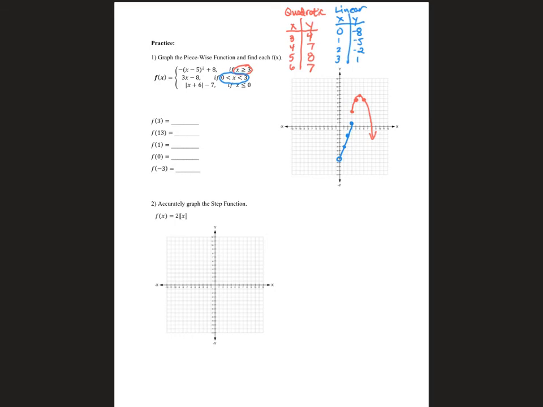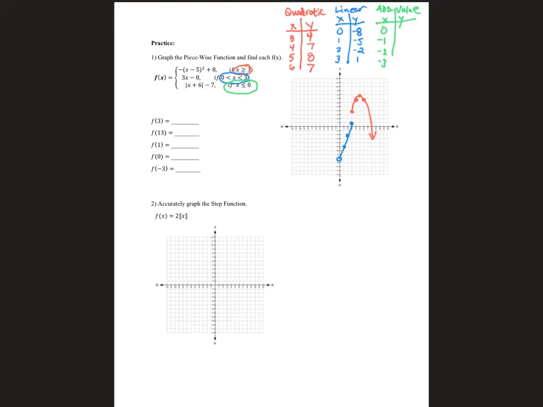And then finally, our third function of this piecewise is an absolute value. And we want values that are less than or equal to 0. So we're going to go with 0, negative 1, negative 2, negative 3. Those are all values less than or equal to 0.